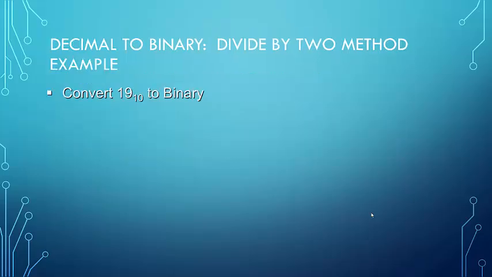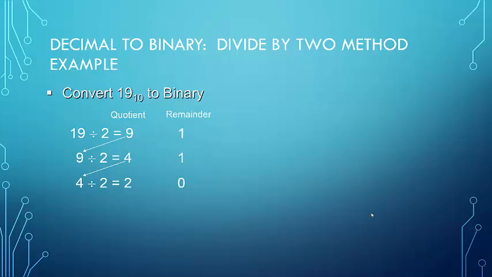I'm going to use a smaller number because this can get rather tedious with larger values, but in this example we're going to convert 19 base 10 to binary. So we have a column for the quotient and the remainder, and we take 19 divided by 2 and we get 9 with a remainder of 1. So then we take our 9 and we divide by 2 again, and we get 4 with a remainder of 1. 4 divided by 2 is 2 with a remainder of 0.